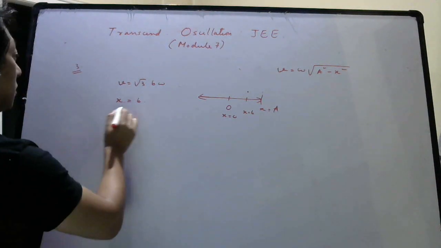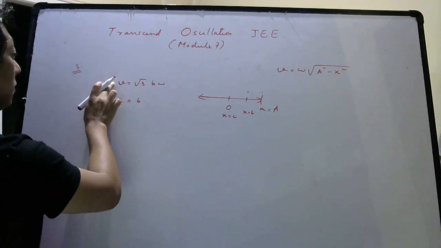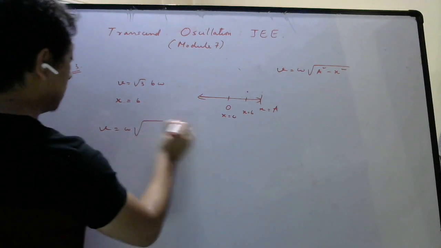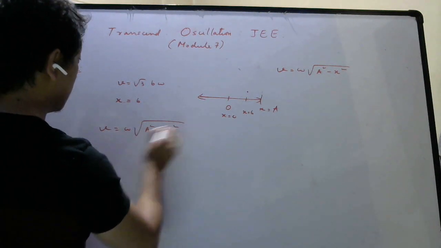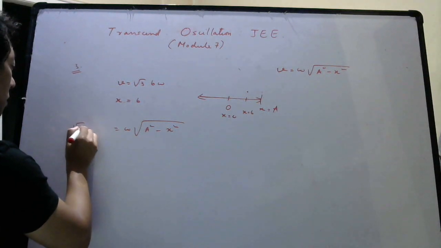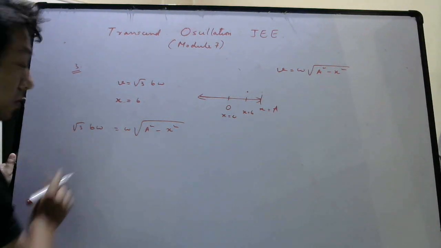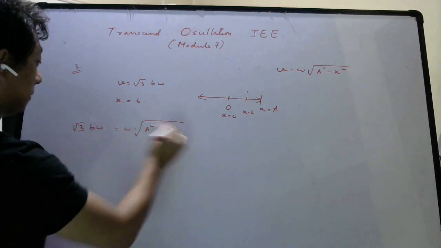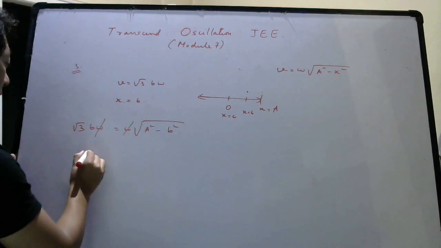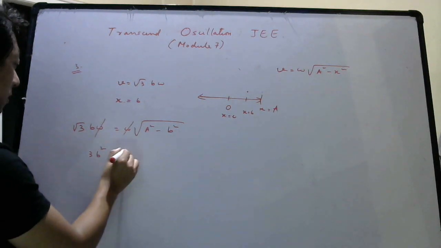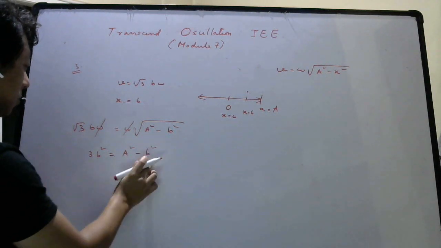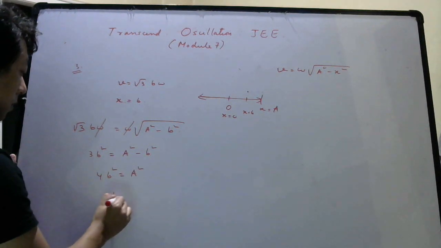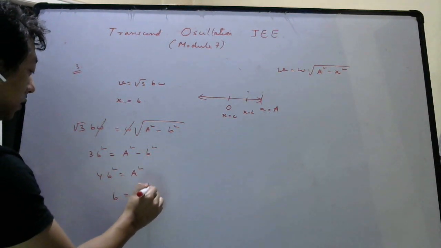To find that, first you can relate velocity with x using the formula v equals omega root of a square minus x square. So v is given as root 3 b omega, and x is given as b. Omega will cancel, square both the sides, you will get 3b square equals a square minus b square. So this b square will come this side, 4b square equals a square. So b will be equal to plus minus a by 2.